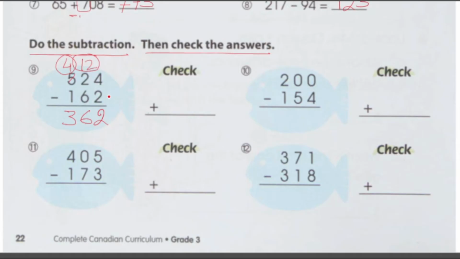Now we have to add these two numbers. So 162 plus 362. 2 plus 2, 4. 6 plus 6, 12. Carry 1. So 1 plus 1, 2. 2 plus 3, 5. Okay, we got 524. This is the same as the minuend. Therefore, our subtraction is correct.